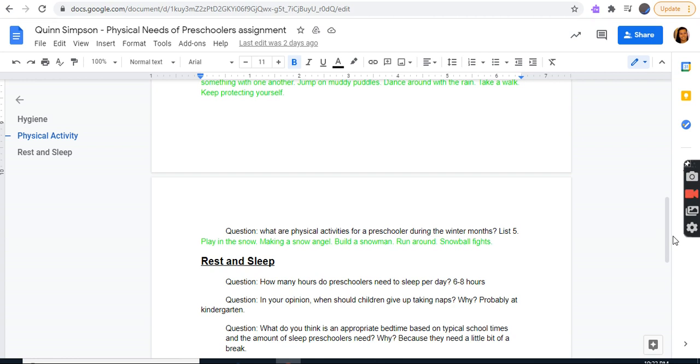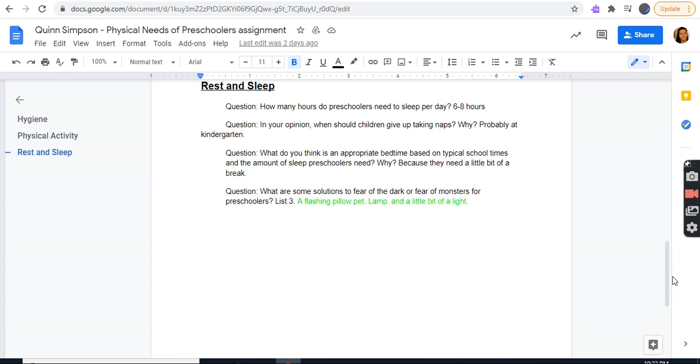What are physical activities for a preschooler during the winter months? Play in the snow, make a snow angel, build a snowman, run around, and snowball fights. How many hours do preschoolers need to sleep per day? 6 to 8 hours. In your opinion, when should children give up taking naps?